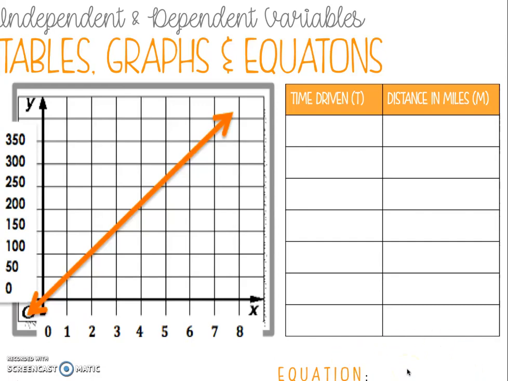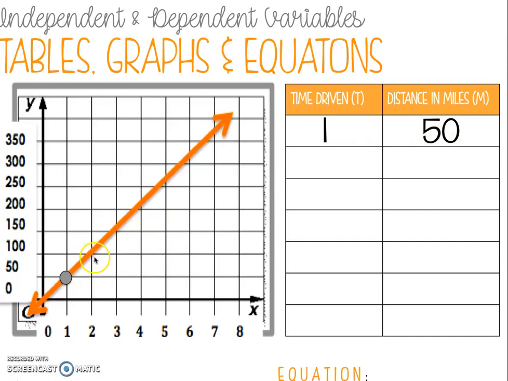So we're going to start with what they give us on the graph. We have to fill in our table. What we're going to do is look at our time, which is across the x-axis, versus our distance, which is across our y-axis. The first point that we can see is right here, and it says that after 1 hour, you can travel 50 miles. So we're going to put that into our table. Time driven, 1 hour, you can travel 50 miles.